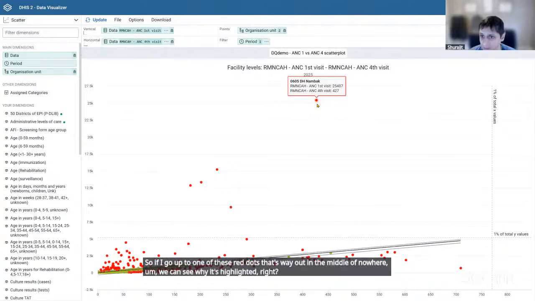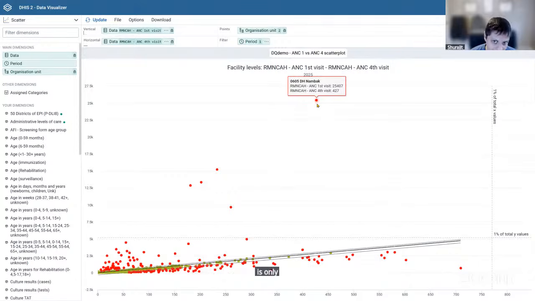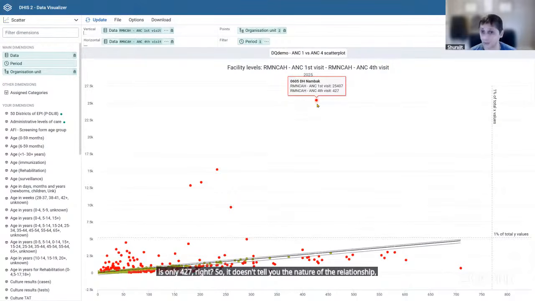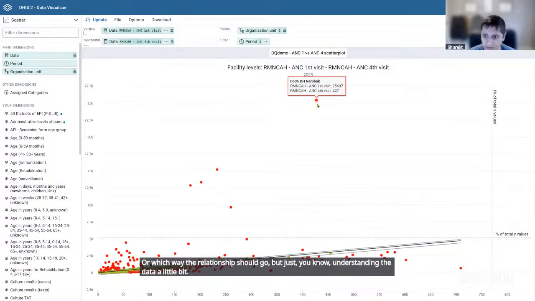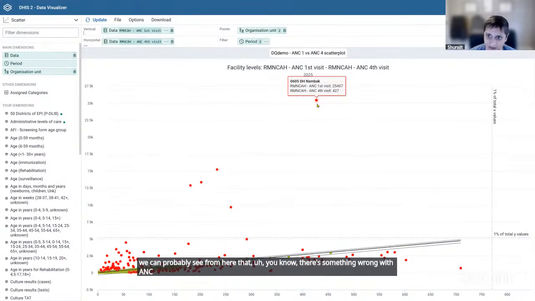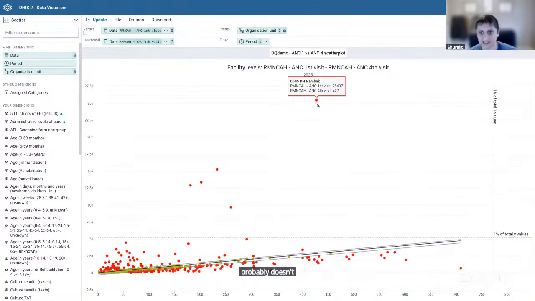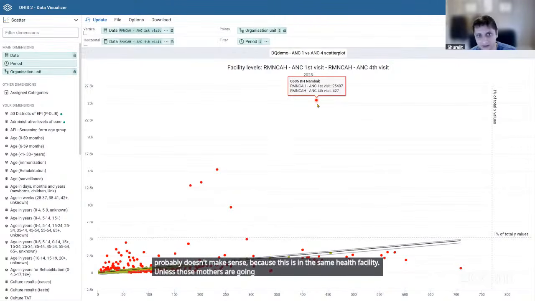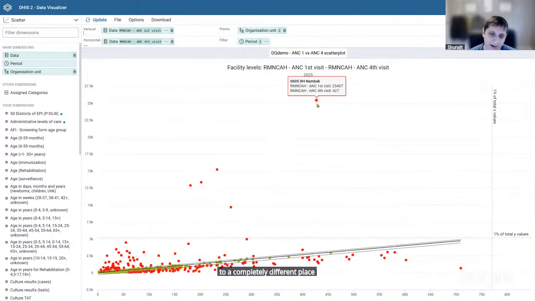ANC first visits is 25,000 and ANC fourth is only 427, right? It doesn't tell you the nature of the relationship or which way the relationship should go, but just understanding the data a little bit, we can probably see that there's something wrong with ANC fourth visit. It's really low in comparison to the ANC first visit, right? It probably doesn't make sense because this is in the same health facility. Unless those mothers are going to a completely different place, it doesn't really make a whole lot of sense that this would be happening.